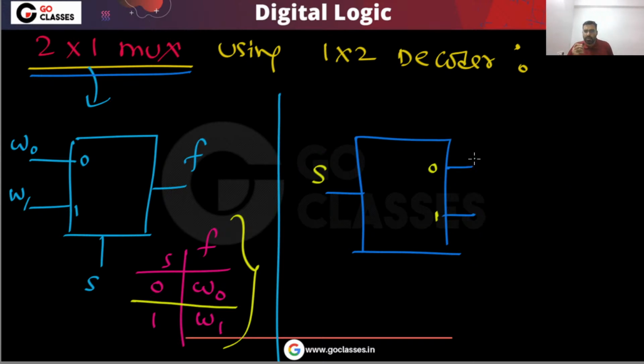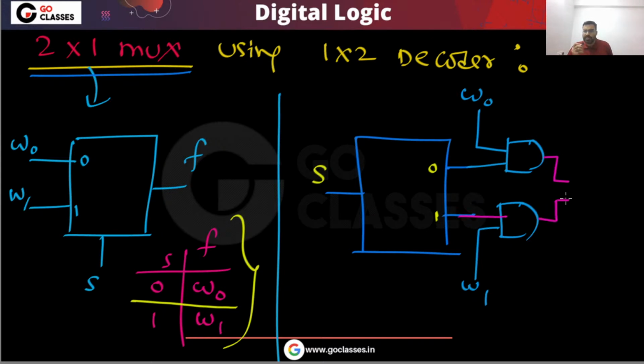Finally, very simple, this is what I am doing. To this line I am creating an AND gate, and here also I am creating an AND gate. To this I am connecting W0, and to this I am connecting W1. This line I am connecting here, and this line I am connecting here.